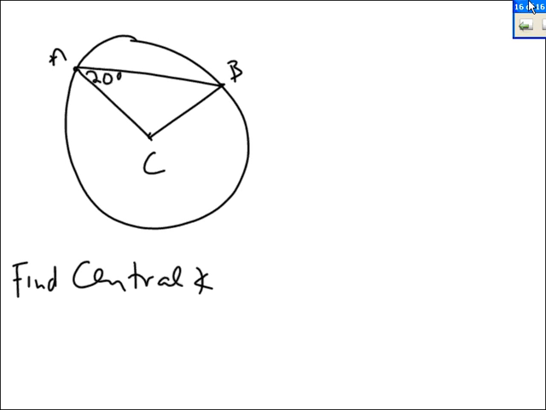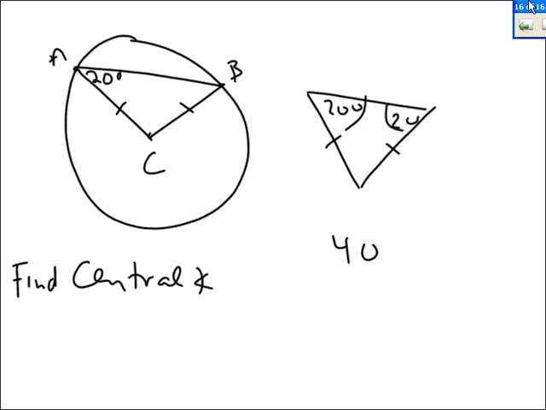Find the central angle. Well, forget about the circle for a moment. Well, okay. Remember the circle for 1 minute. Those two are the same. They're both radii. Now forget the circle for the next moment. If this angle is 20 and these two sides are the same, well then that's 20 degrees. And 20 plus 20 is 40.